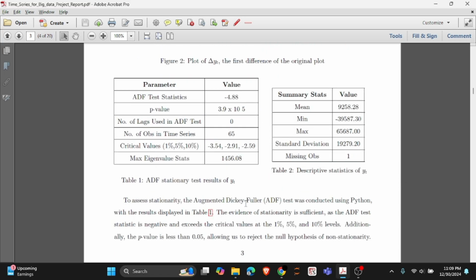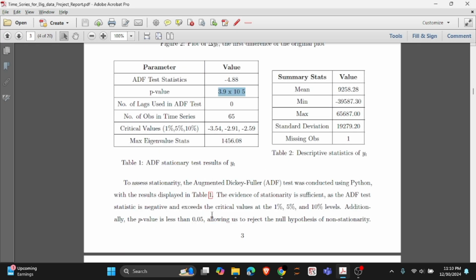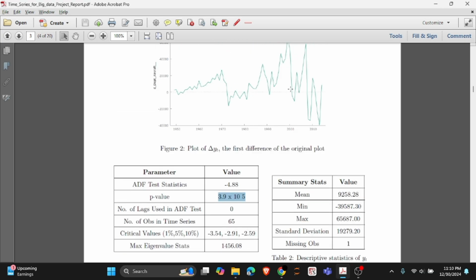To assess the stationarity, we did the ADF test, the augmented Dickey-Fuller test. This was conducted using Python, and the result shows that the ADF test statistic is negative and exceeds the critical value of minus 3.5, which is the lowest one, and it is lower than that as well. Additionally, the p-value is less than 0.05, allowing us to reject the null hypothesis of non-stationarity. So this means that the series is stationary.